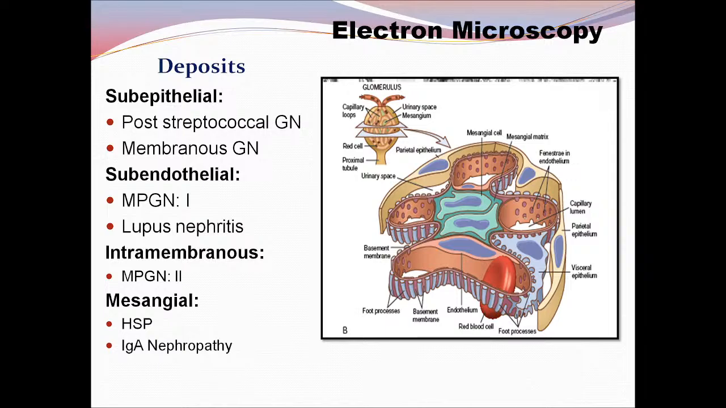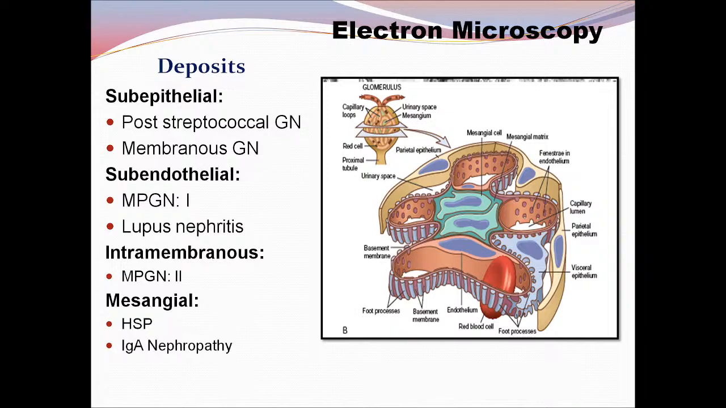Why are we interested in this again and again? Because in electron microscopy we see the location of the deposit. Most of these glomerular diseases are immune mediated diseases, commonly with immune complex deposition. The location of the deposit lets us subcategorize the diseases. They can be subepithelial deposits, subendothelial deposits on this side, intramembranous deposits, or mesangial deposits.